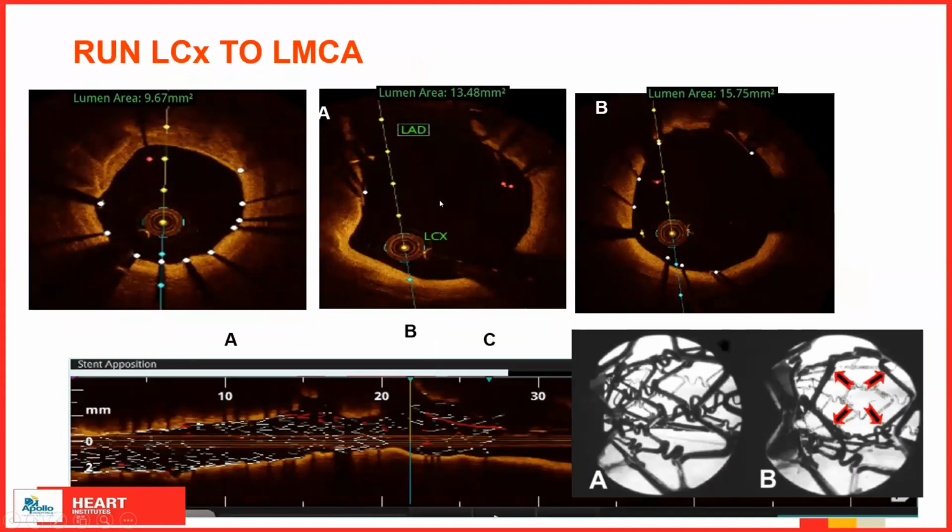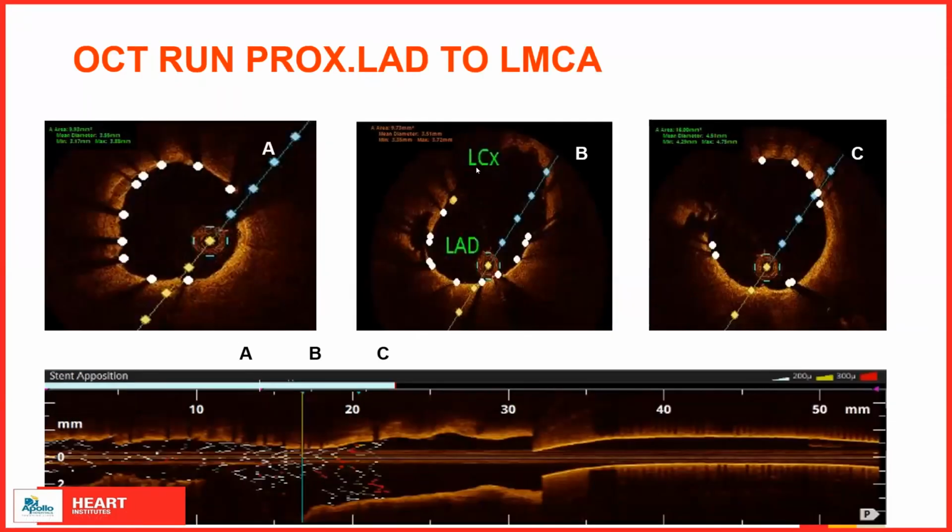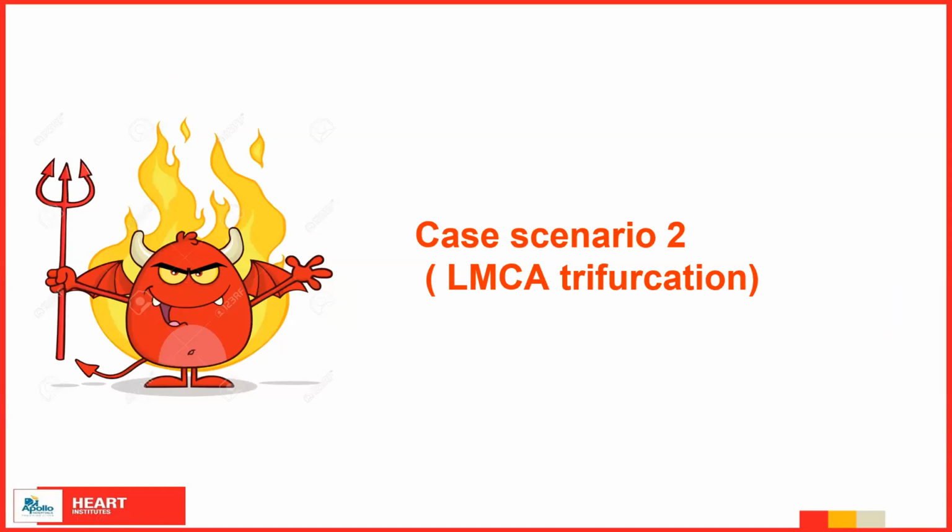So now if you see the run from the LAD to LMCA, you can see that there's no strut across the carina, and naturally the lesion is very well dilated and the bifurcation has shown good results. So this is what was seen on OCT. Now we took a run also from proximal LAD to LMCA, and it was seen that the results were also good. So this was a very high-risk octogenarian.